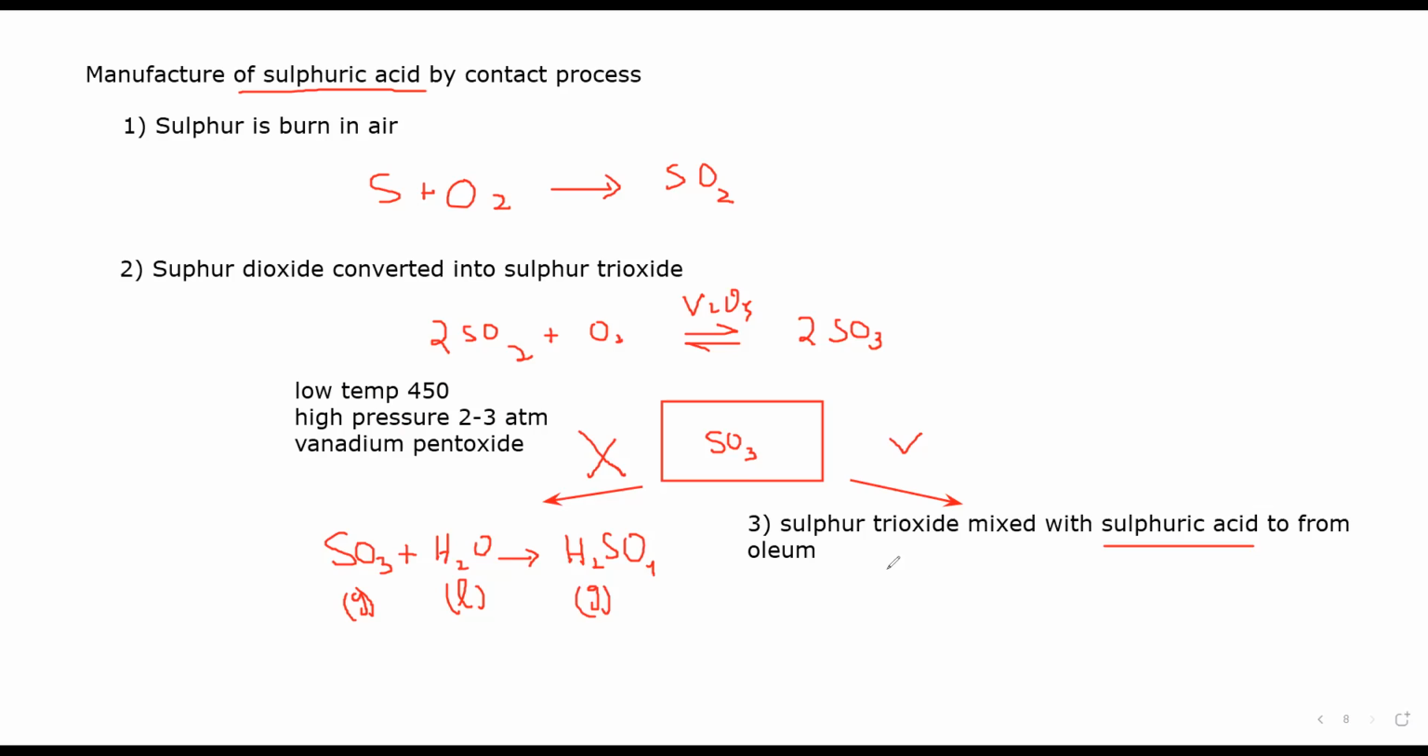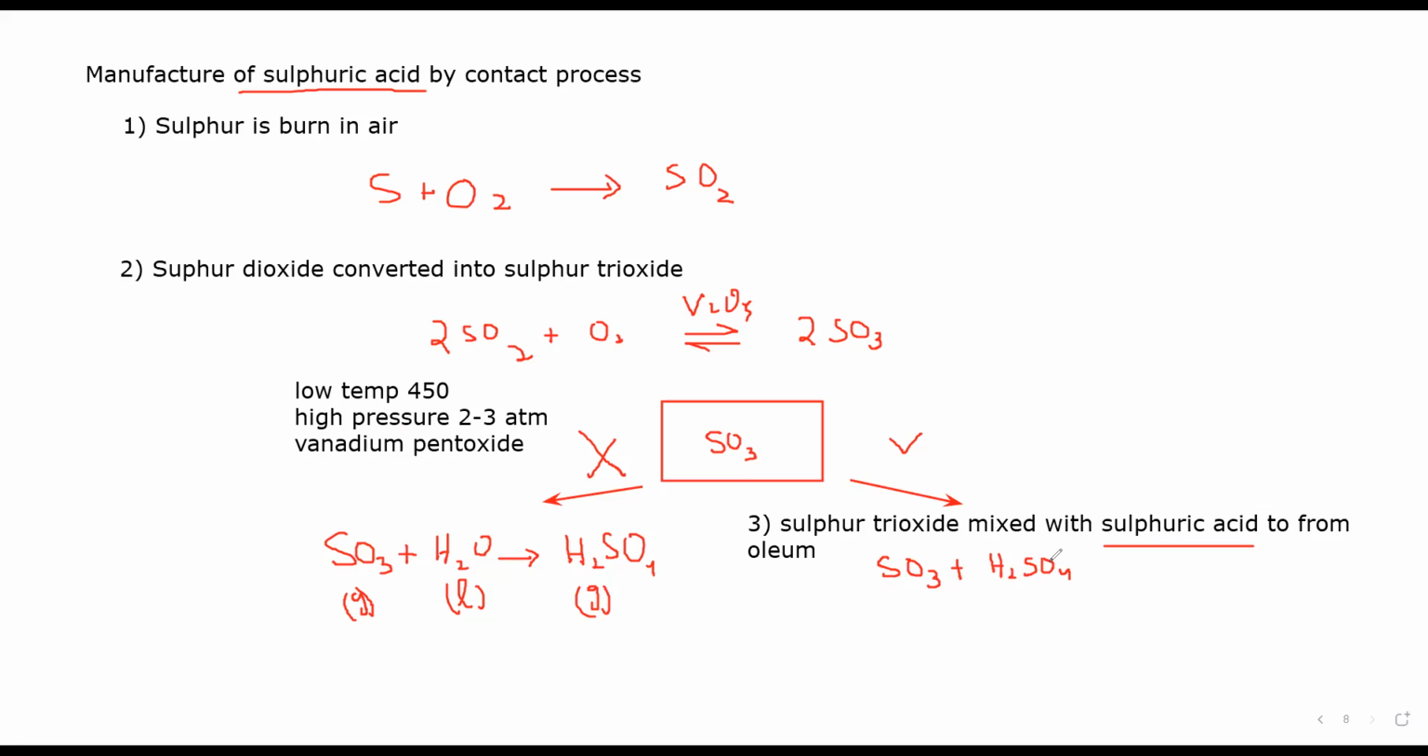So basically what happened when sulfur trioxide mixed with sulfuric acid? But from where do you get this sulfuric acid? If you want to prepare sulfuric acid, from where do you get this sulfuric acid which you are adding? So you can have this sulfuric acid from electrolysis. Like if you electrolyze copper sulfate solution, what does it result in? It results in a formation of sulfuric acid.